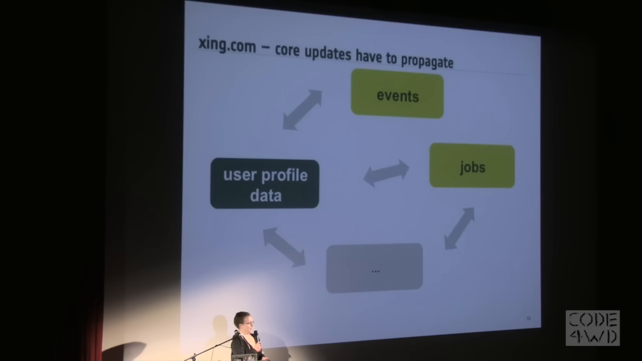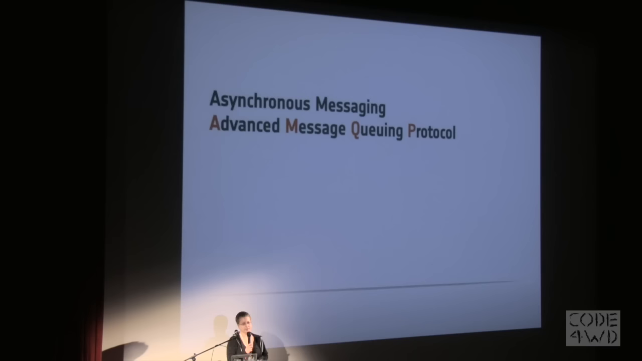As I've shown you in the previous example, a REST API has some disadvantages in this setup, which is why we don't use it here. But we use asynchronous messaging instead. To be more specific, we rely on the Advanced Message Queuing Protocol.